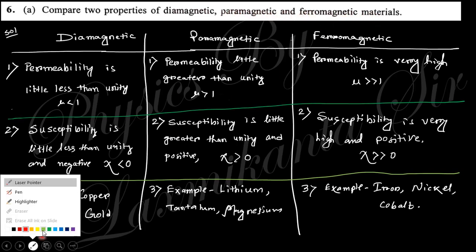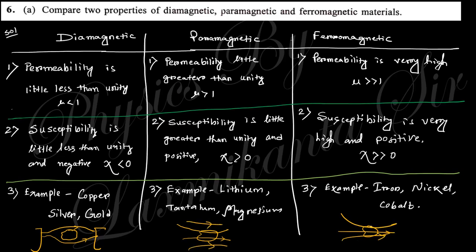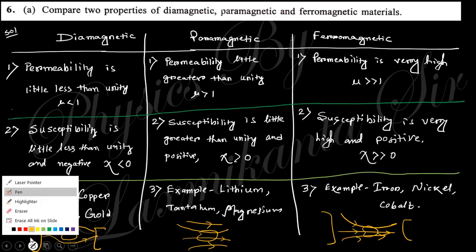Diamagnetic material means if you consider a magnetic field, in the diamagnetic material the magnetic field is slightly repelled by this material. For paramagnetic, the magnetic field is slightly attracted by this material, and for ferromagnetic material the field is strongly attracted by this material. For ferromagnetic all the field lines come through this material. So this is the basic difference, right?